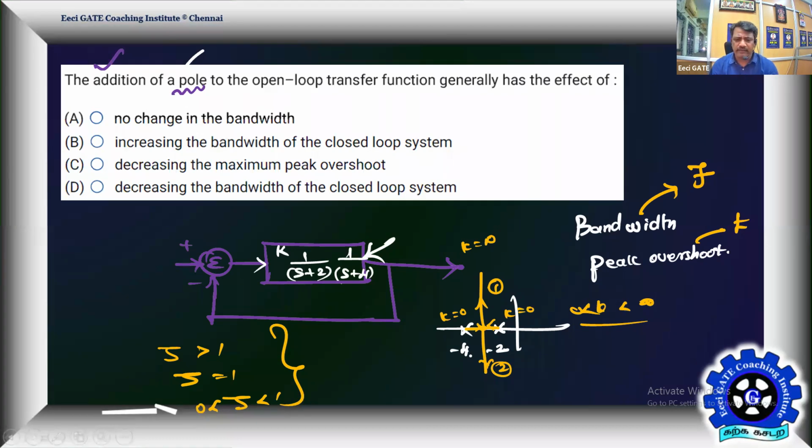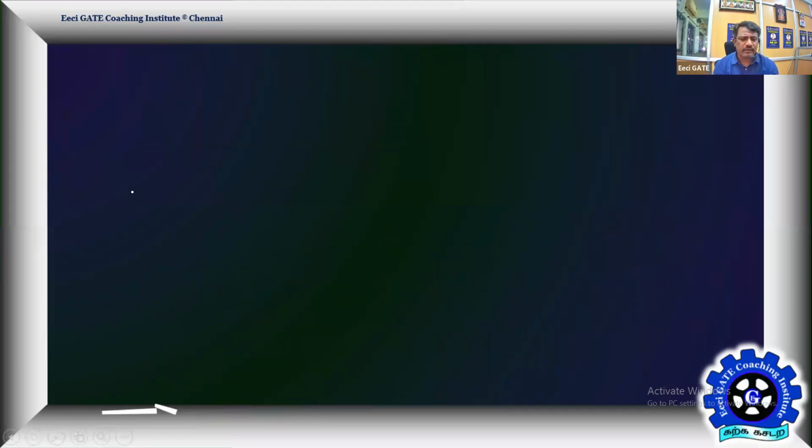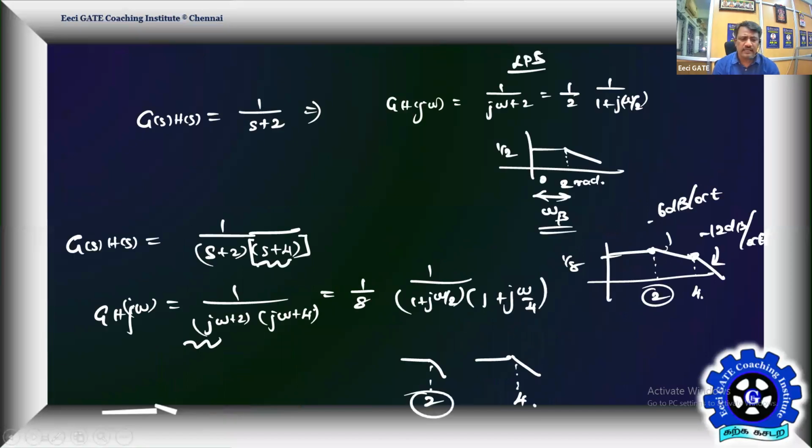Say for example, if you go for the overall frequency response, the gain is changed. Instead of having a DC gain of half, it is going to begin with a DC gain of 1 by 8. Assuming you are doing this without changing the gain, I can say it is 1 by (s by 2 + 1)(s by 4 + 1) without changing the gain. Then we'll see how the bandwidth is getting influenced.